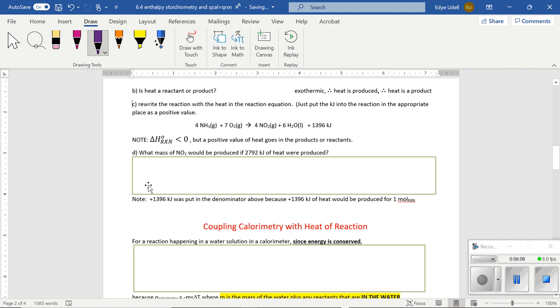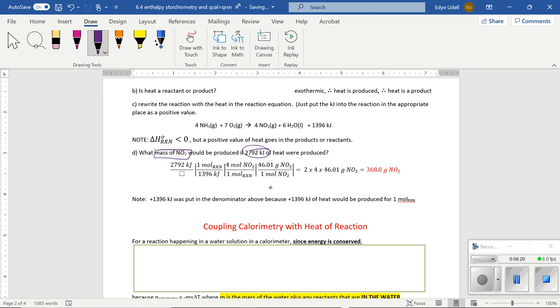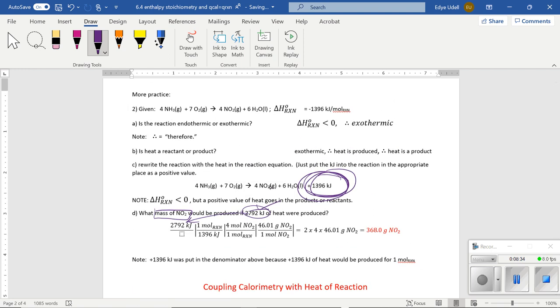All right, new problem. Here is our question. I'll put a square around it. Here's what I'm given. So now I have to start with what I'm given. There's my given quantity. Check it off. Now I can use, I don't have this written in the question itself, but here it is in the reaction. I was given this right up here. I know that it's 1396 kilojoules per 1 mole of reaction. That's how I get from kilojoules to moles of reaction.